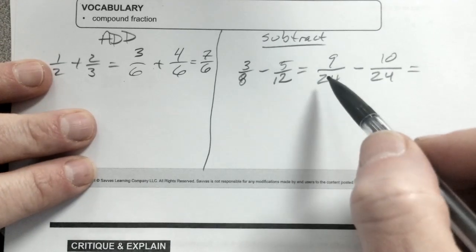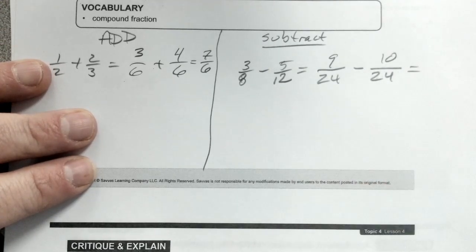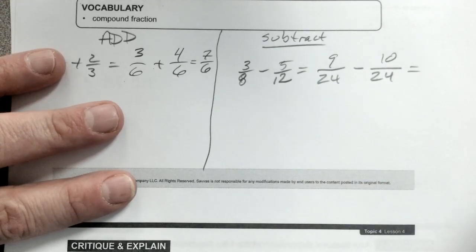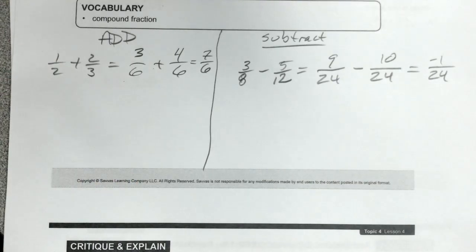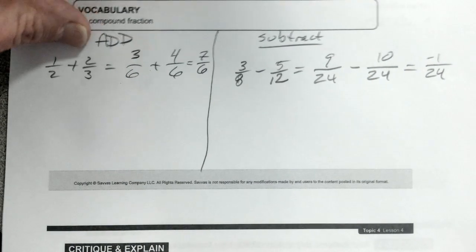All right, so 9/24 minus 10/24 is a total of? Yeah, -1/24. Good. All right. Now that we've done arithmetic, we do not have to do this problem.